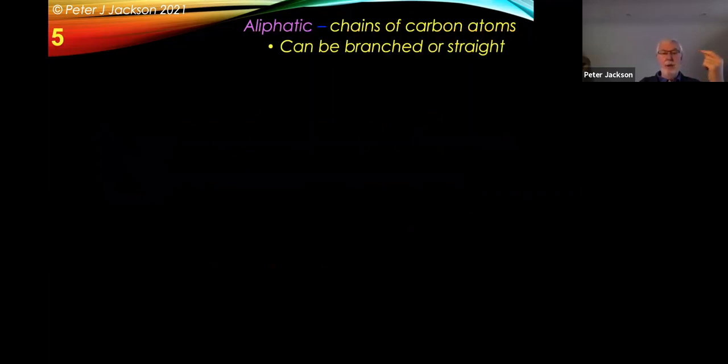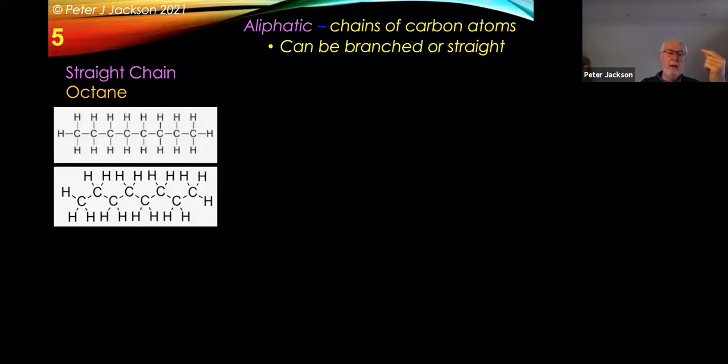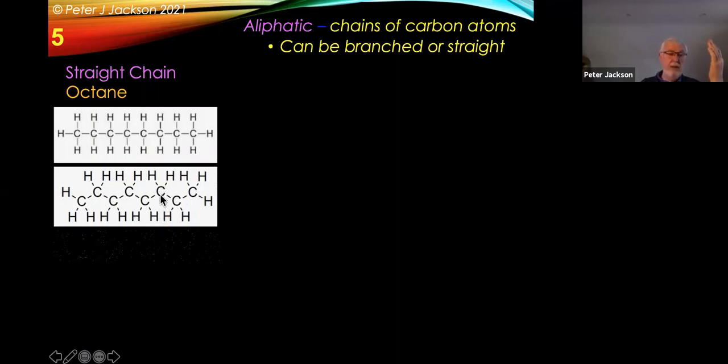Aliphatic is a word I don't think you'll be asked, but aliphatic means it consists of chains of carbon atoms. These chains can be branched or straight. So a straight chain one, for example, is octane. There's another way of showing octane, this time showing the zigzags of the carbon atoms, but either one is absolutely acceptable, with or without the hydrogens.